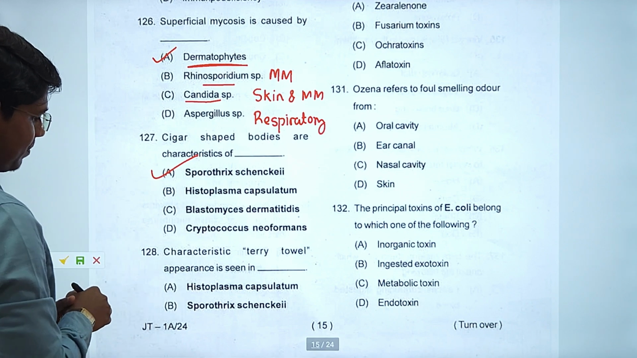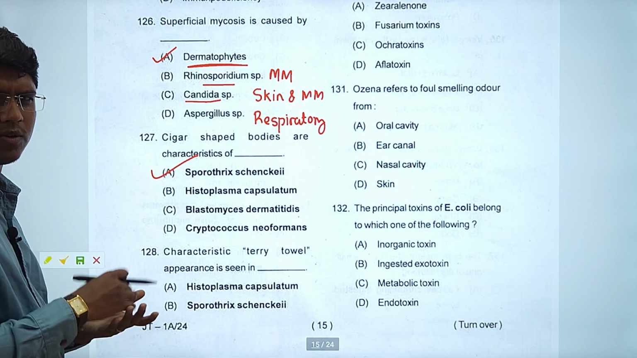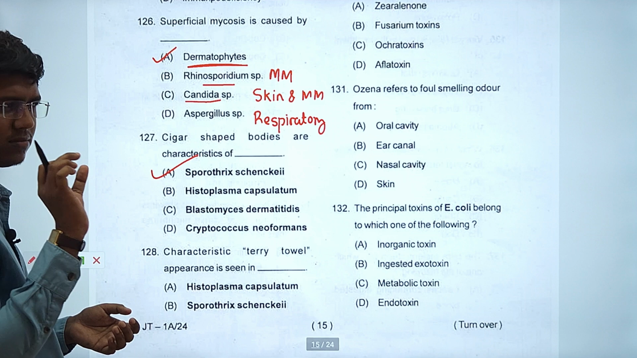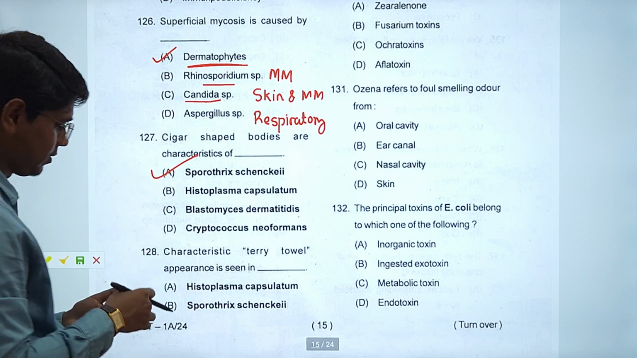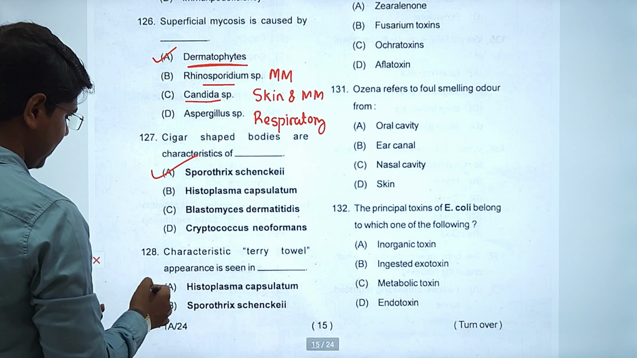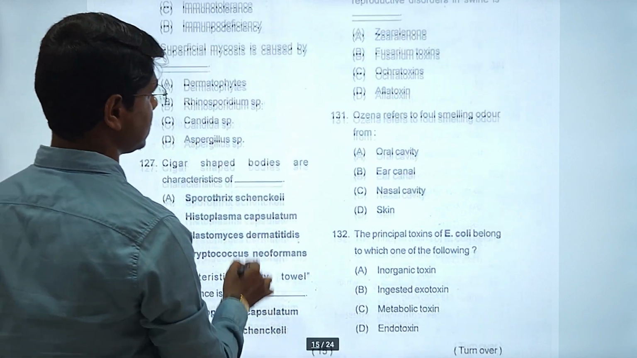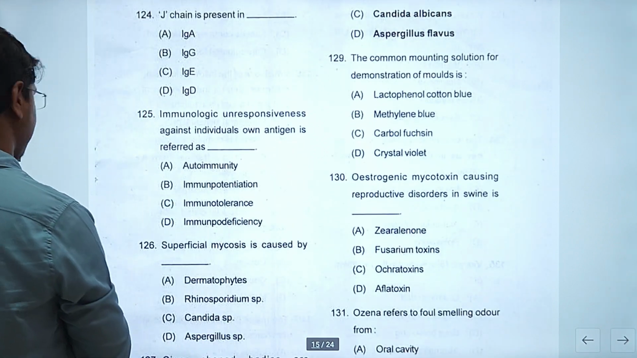Cigar-shaped bodies are characteristic of Sporothrix schenckii. Characteristic terry towel appearance. I didn't find this particular thing on the internet also. I also saw the book. I did not find this one. If you have any relevant answer to this one, do comment down below. Give the link also. The answer is actually Candida albicans according to the answer key, but I don't know this particular question's answer. Okay, answer is Candida albicans, terry towel appearance.